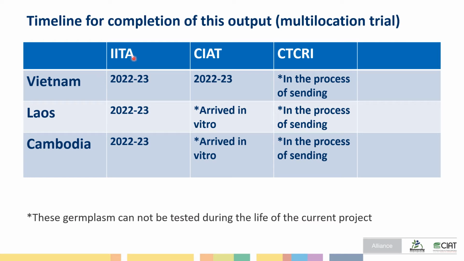So you can see the IITA material will be in multi-location trials in all the countries. CEAT material will be only included in Vietnam. For CEAT material, Laos and Cambodia have just received them in vitro, so it will take quite some time to multiply them in vitro and then in the field. But then we will have enough planting material to go into the multi-location trials.